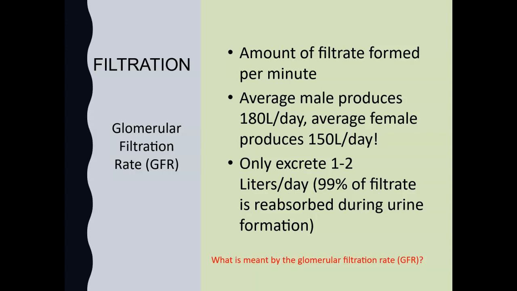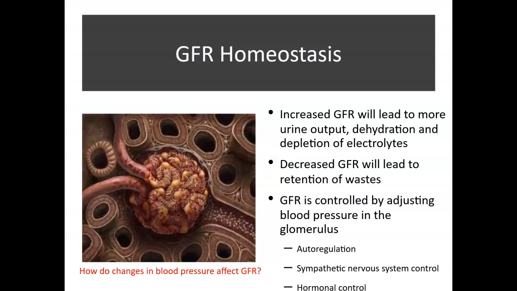It is important to note that this is not a fixed volume, as the kidneys must make adjustments as needed. As you see here, only 1 to 2 liters of urine are excreted, as 99% of filtrate must be reabsorbed for normal bodily function. When GFR increases, there is more urine output. If too much fluid is lost, this can lead to dehydration and loss of electrolytes.